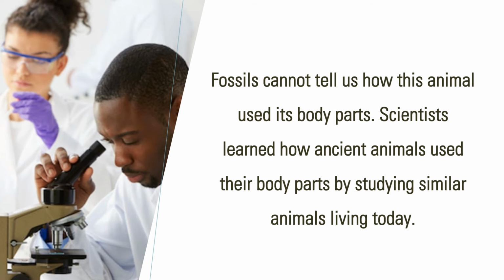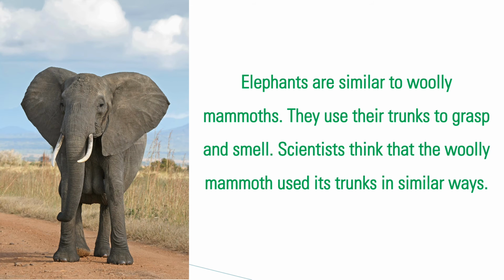Now, the fossils cannot tell us how this animal used its body parts, but scientists learned how ancient animals used their body parts by studying similar animals living today. For example, elephants are similar to the woolly mammoth. They use their trunks in order to grasp and smell. Now, scientists think that the woolly mammoth used its trunk in a similar way.